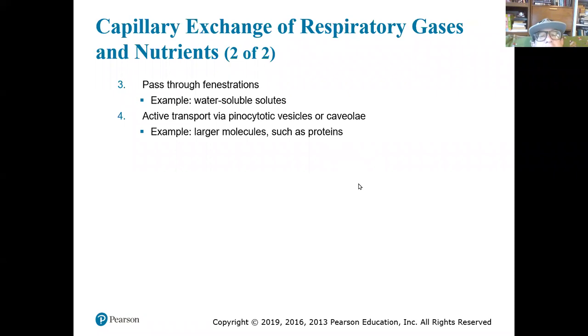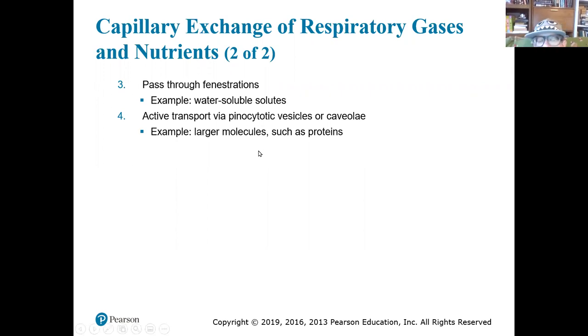Okay, so we were talking about how you do exchange across the wall of a capillary. You can pass through the little windows, the little fenestrations. Like I said, that would be for bigger water-soluble things. And big molecules like proteins, you get across by making vesicles, transport vesicles. The pinocytotic here is just cyto for cell, pino for drink, like Pinot Grigio, Pinot Noir. So pinocytosis, your cell is taking in liquids and things in the liquid. But the whole point is you might have to grow a transport vesicle.